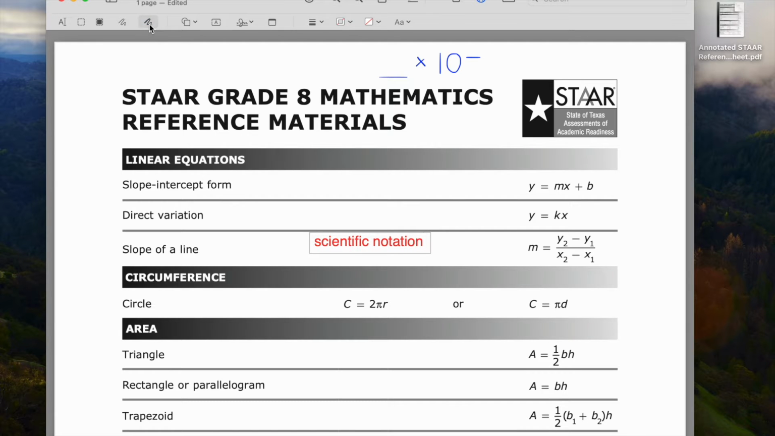And this number right here, this first number, is called the coefficient, and it has to be a number between 1 and 10. So if on your test there are any answer choices that have a number greater than 10 or less than 1, we know that that's not the correct answer.